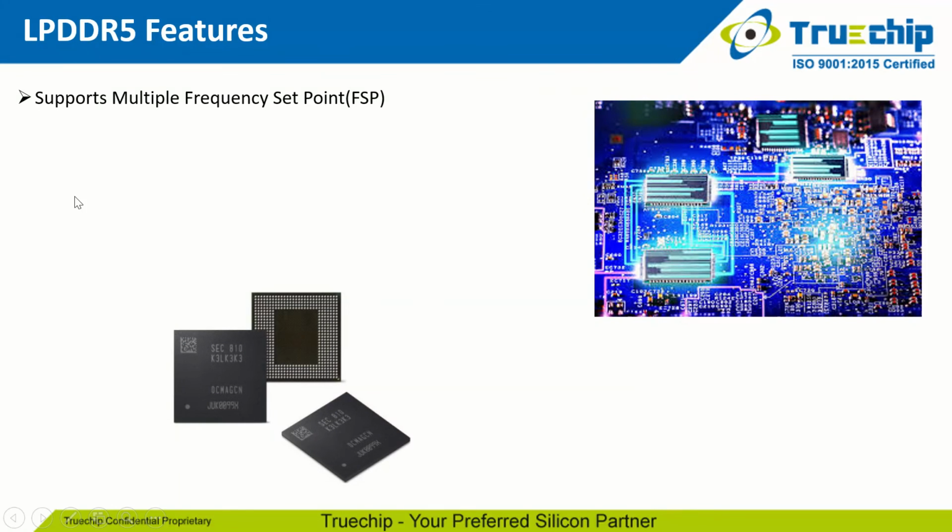It also supports multiple frequency set points, FSP, as LPDDR5 supports 3 FSPs, which allow the CA bus to switch between 3 different frequencies with changes in voltage swings and termination values. Then comes the WRX operation.